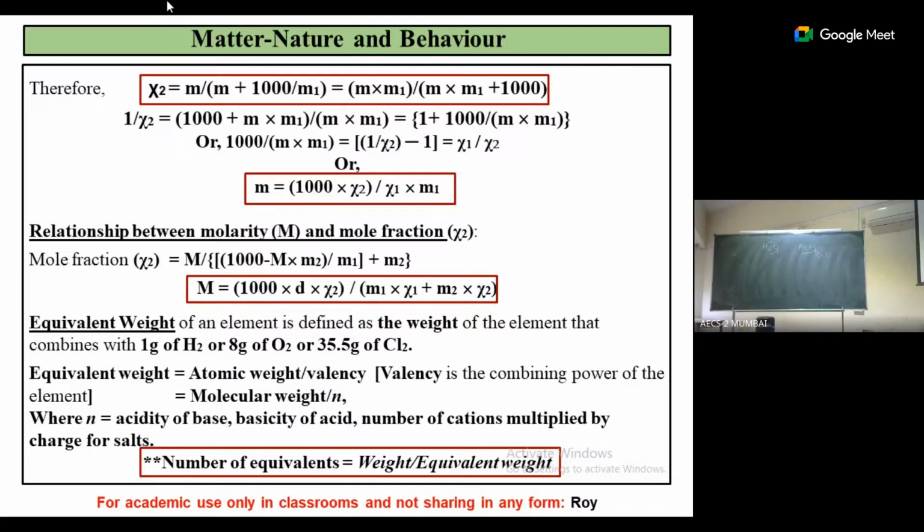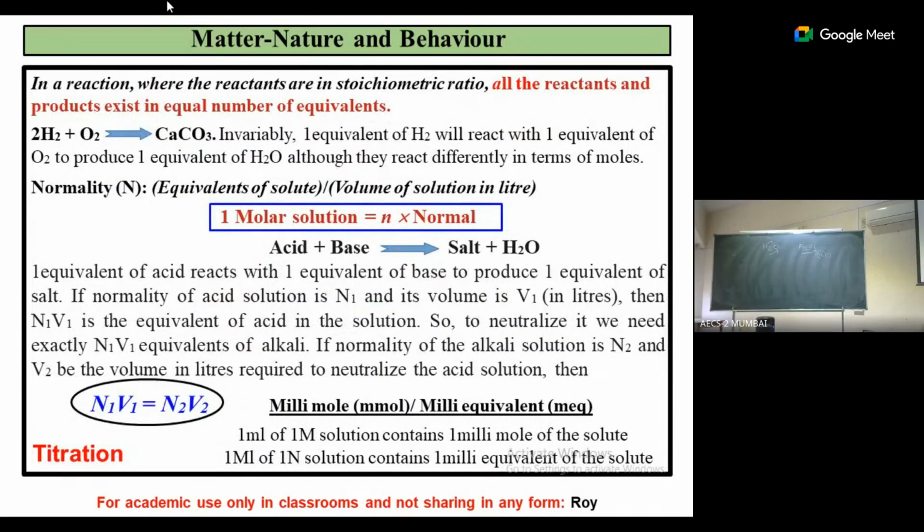So why is it so important, that number of equivalents? Because in a reaction where the reactants are in stoichiometric ratio, I mean, there is no excess of any reagent, in that case all the reactants and products exist in equal number of equivalents. मतलब समझ में है?